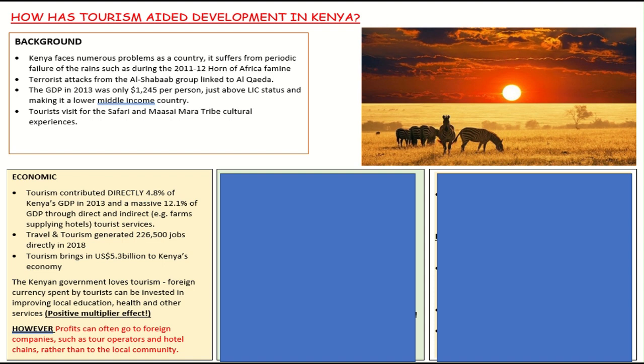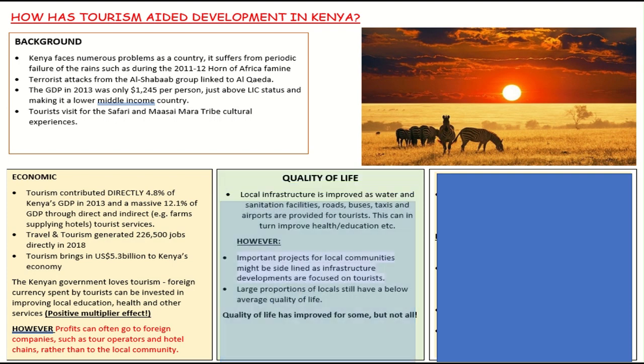5.3 billion to their economy. We know about positive multiplier effects from that. However, the profits often go to foreign companies rather than the local community. There have been improvements in quality of life. Local infrastructure is improved, and the locals can sometimes use the new tourist facilities, but a lot of the projects for local communities are sidelined for tourism.